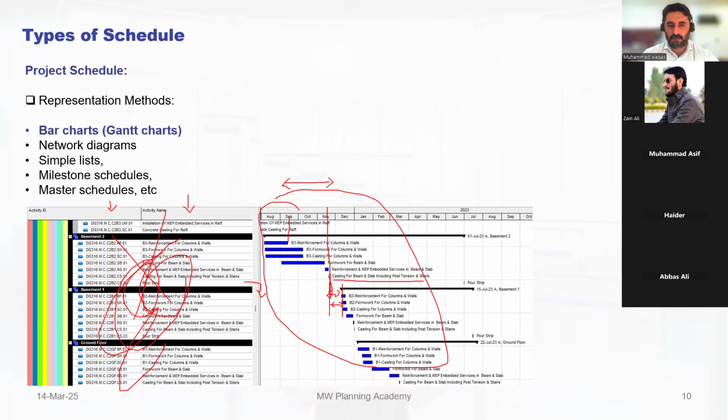So what is this lag? It is an intentional lag. Yes, very good, this is an intentional lag. It's not some mistake or some loophole in our schedule. We know why we gave that lag, because we put 21 days for curing and then we put that lag.